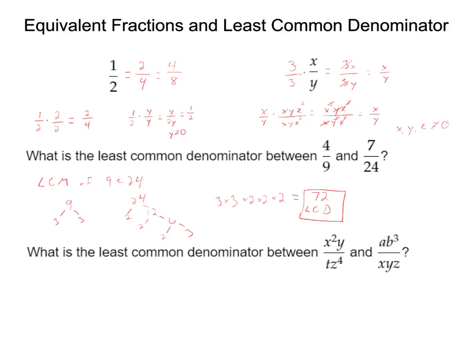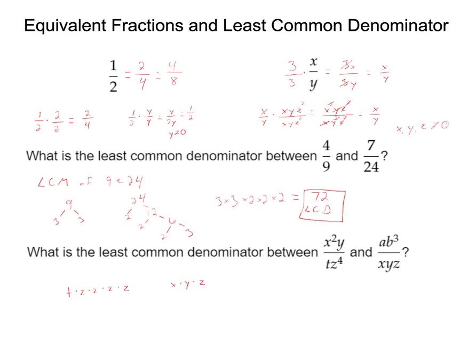Okay, let's look at a least common denominator problem with variables. This works the same way. We want to find the least common denominator between x squared y over t z to the fourth and a b cubed over x y z. In order to figure out the least common denominator for these two values, we would simply break this down into t times z times z times z times z, and then for the value on the right, we would do x times y times z. And then we do the same thing. We need to figure out the maximum number of times each of the variables appears and pull that down as our least common denominator.